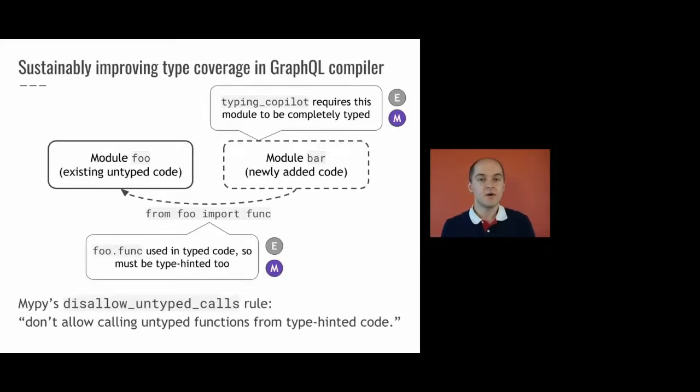Second, if using existing untyped functions from those newly added files, those functions also had to have type hints added to them because of a MyPy rule called disallow untyped calls. This rule made sure that we had a strong positive nudge toward adding more type coverage over time, and that type coverage was actually quite easy to add because those functions were already top of mind and we had already figured out the appropriate types to use.